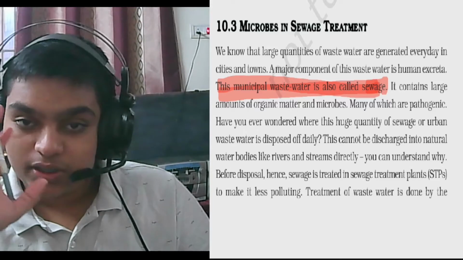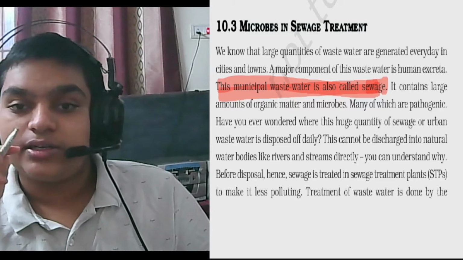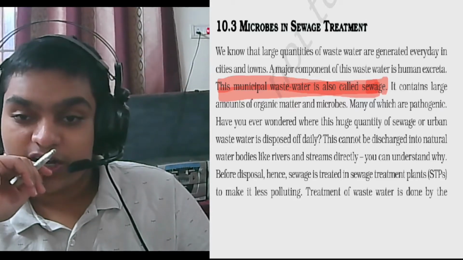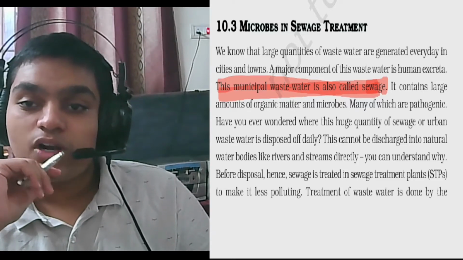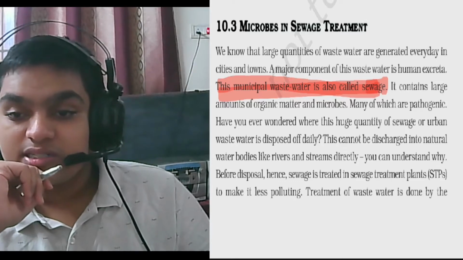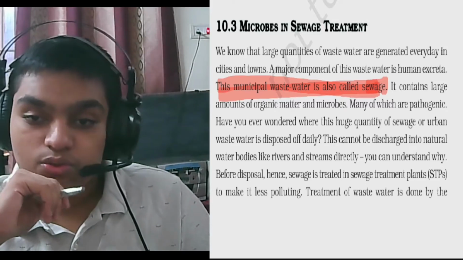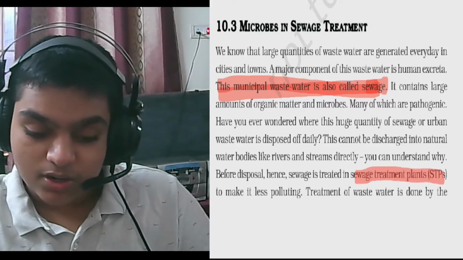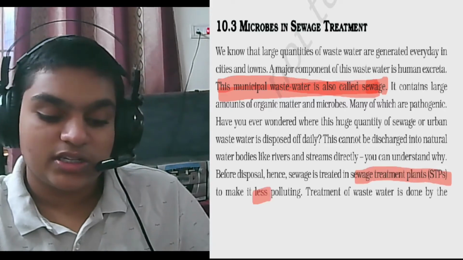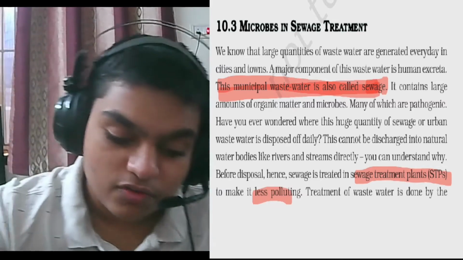So in order to stop this untreated sewage from being released into the waters and contaminating them, our government has prepared something with the use of microbes called sewage treatment. We treat this sewage before disposal into the water, and this treatment is done in sewage treatment plants called STPs, making the water less polluted. This treatment is done by the use of microbes. Let's move on.